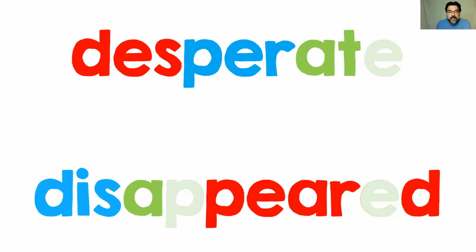Down below, disappeared is another 3-syllable word. And I took the P out. But there is a double P, and that double P is going to make a short vowel sound. That's not an A sound, is it? That's a short U sound. And it's something you need to remember about words that start with A. A lot of times it sounds like a U. But it is a short sound because of the double P there.